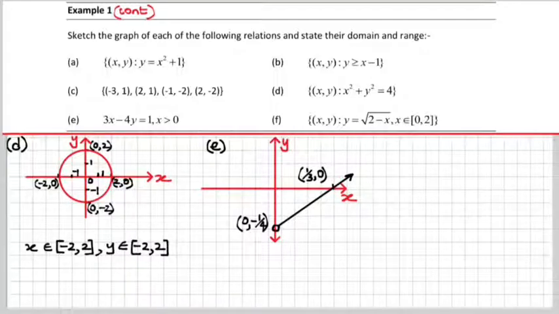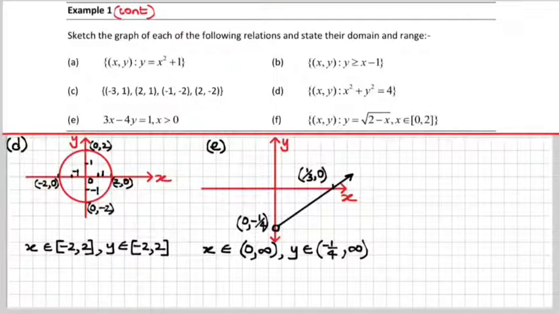So, okay, let's figure it out. What is the domain? Well, they already told us what it was. It was from 0 to infinity, not including the 0. Okay, got that? What's the y? Yeah, the y is from minus 1/4 up, not including the minus 1/4. Yeah? Jolly good show.